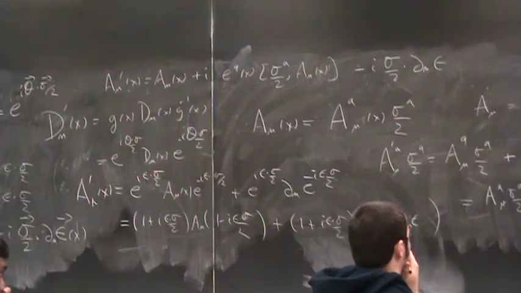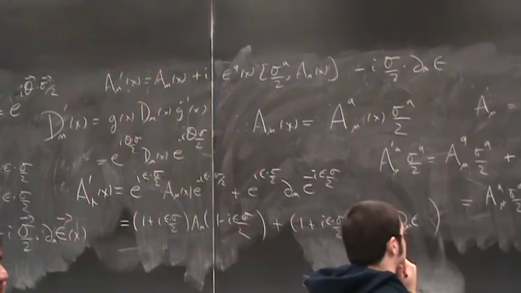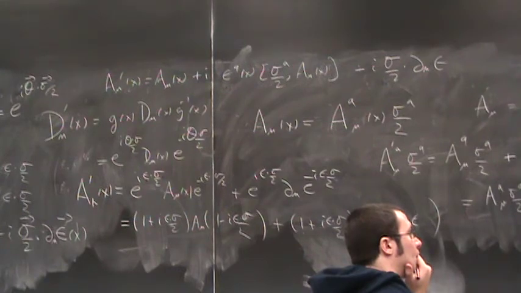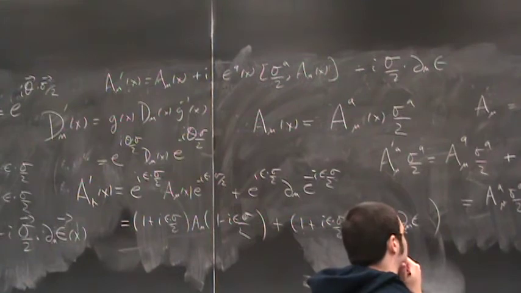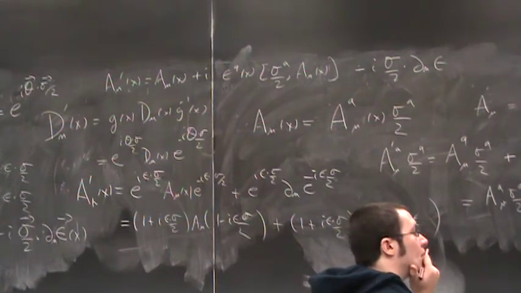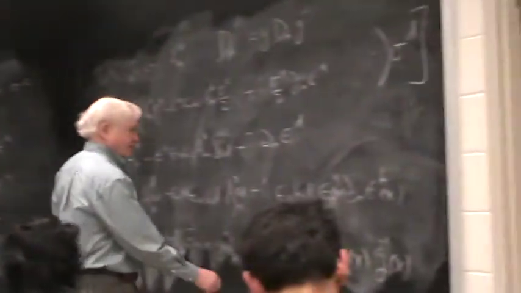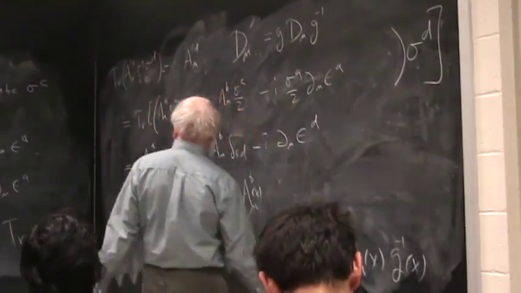And now, when we take the trace, we come over here, and we have minus i sigma a over 2 d mu epsilon a. And now we trace that with sigma d, and we get minus i d mu epsilon d. And that's the way it should be. So it's just absurdly, very, very simple.